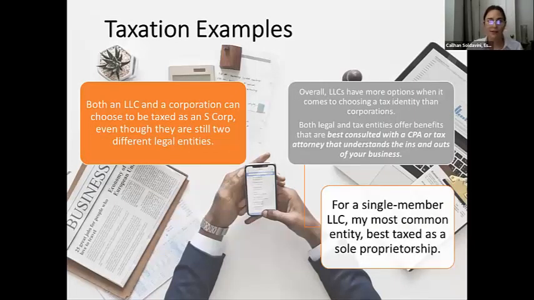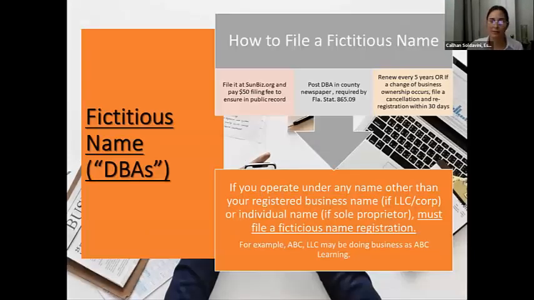And just for the sake of time, I've already sort of gone over this, so I'm going to skip over the taxation examples and conclude with our last topic, fictitious names, or what's called DBAs, doing business as. If you're operating any business, whether you're a sole proprietorship operating in your individual name, or if you're an LLC operating as ABC LLC, but you go by Blue Pools, or whatever you go by, if you're going by something that's not what's actually registered by the state, or if you're a sole proprietorship and it's not your individual name, you have to register what's called a fictitious name. And you do that on sunbiz.org.